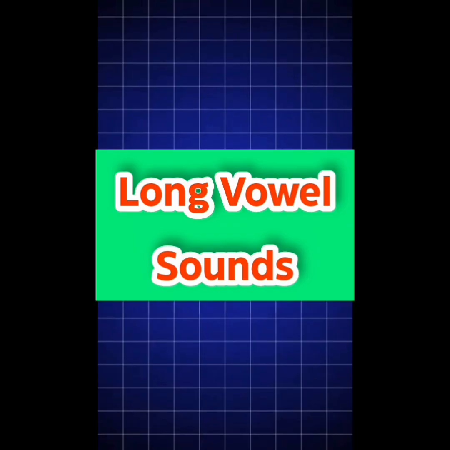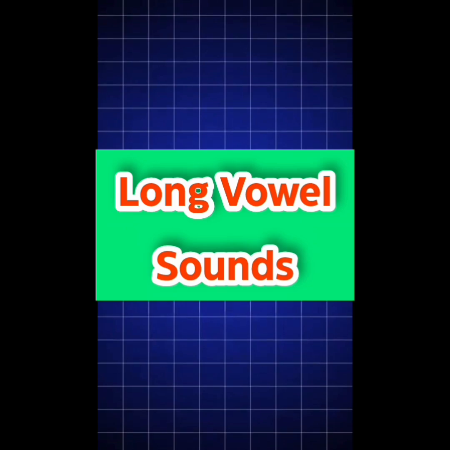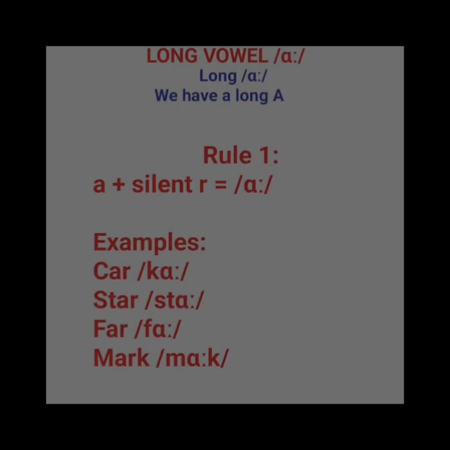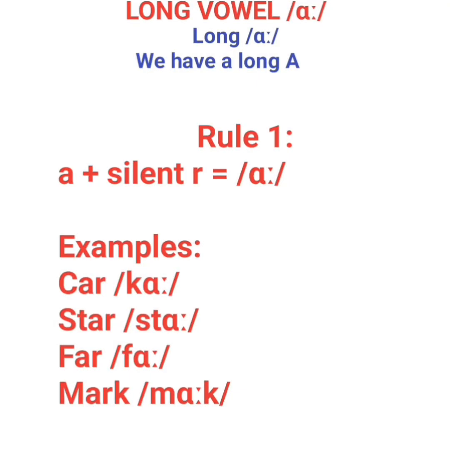As I said earlier, they are just the longer version of the short ones. So when do we have long A? When do we have long E, long I, long O, long U? These are things that we are going to examine now. So we have long A. The first rule states that letter A plus silent R. Whenever we have A plus silent R, they usually give long A.